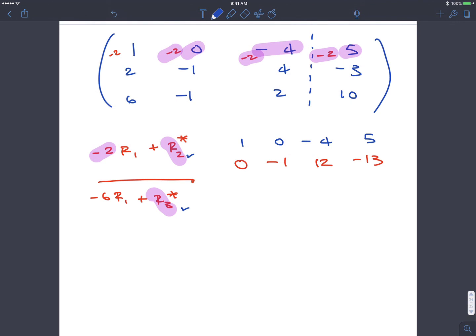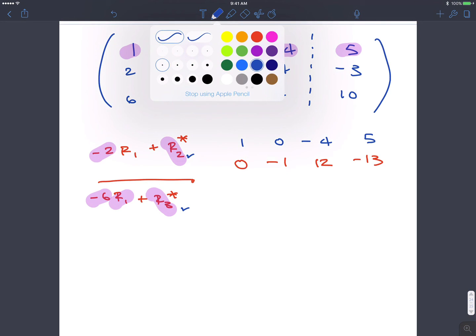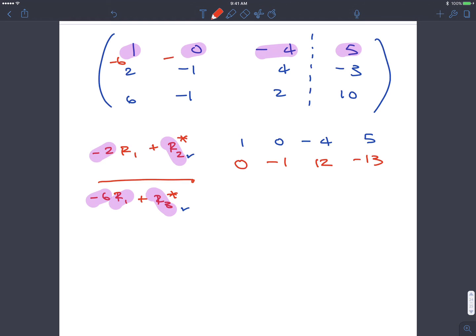To get a row number 3. Remember, all the details were discussed in the lecture, so we're just going over homework. So let's take a look. -6 times row 1. Again, I'm going to multiply every entry in row 1 with the number. This time it's going to be -6. And once I get those values, I'm going to add it to row 3.